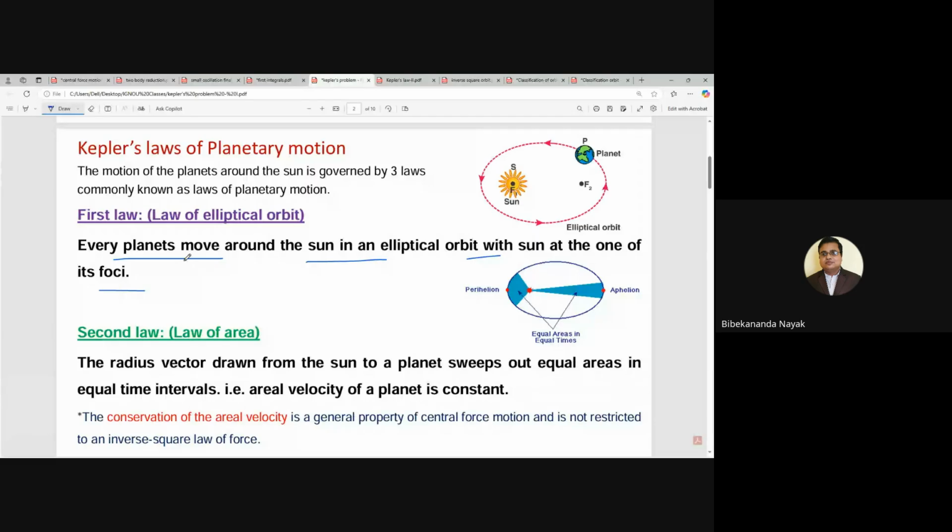Foci means plural of focus. There are two foci, F1 and F2. The sun is on one of the foci. The other is opposite. When Earth is at this point, we are nearer to the sun and it is summer season. And when we are here, it is winter season. Perihelion and aphelion distances.